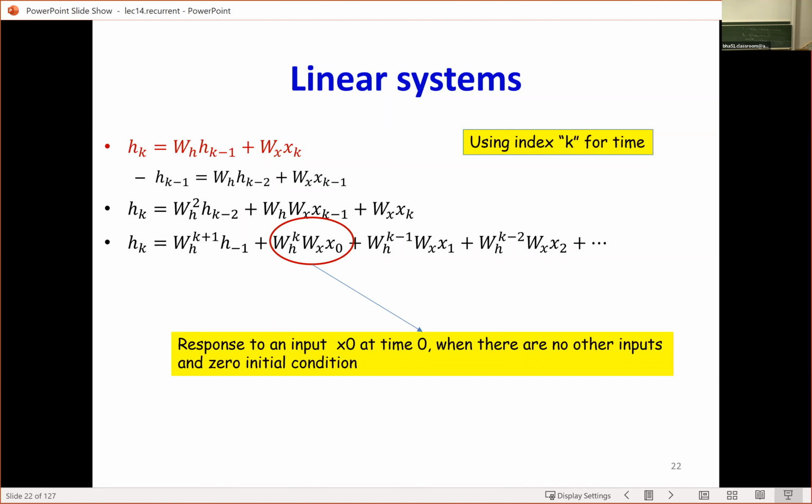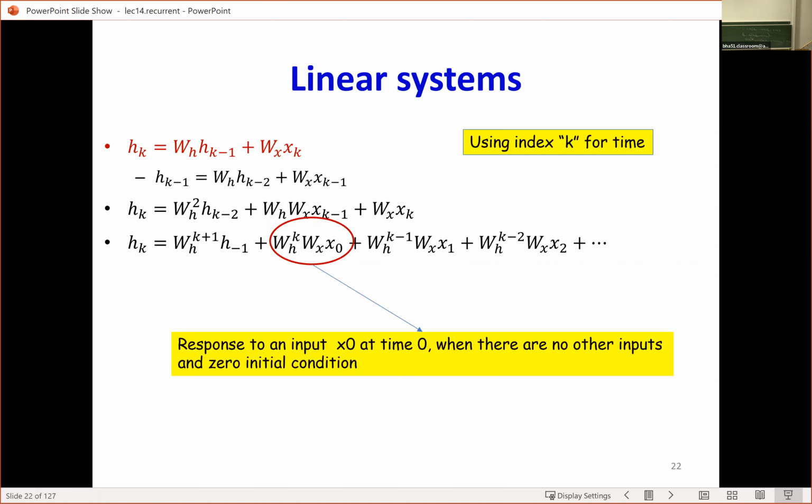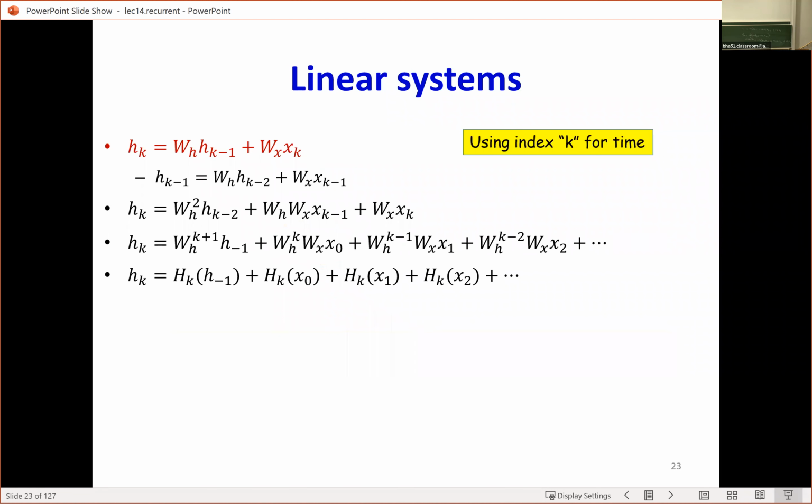So if all I had was X0 and no further inputs, the subsequent terms are going to be 0, right? And so if I write that first term as the response of the system to an input at time 0, then the second term is the response of the system to an input at time 1, right? The third term is the response of the system to an input at just time 2, and so on. So I can write the whole thing in terms of the response to the initial value plus the response to the input at time 0 plus the response to the input at time 1 plus the response to the input at time 2, and so on, right?